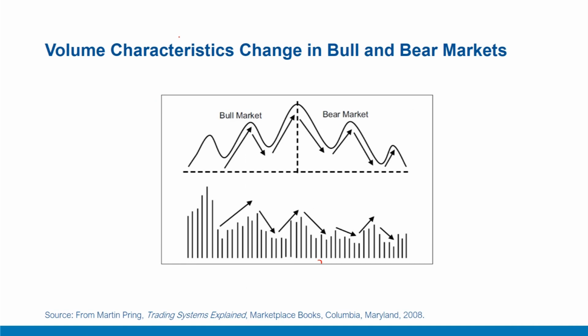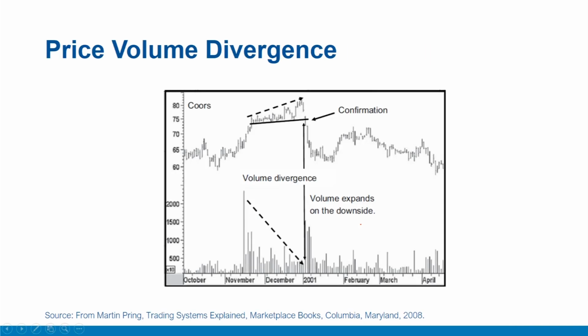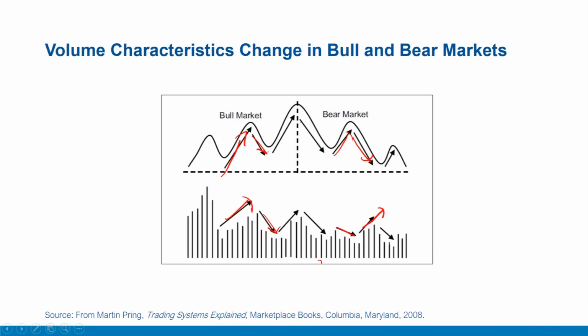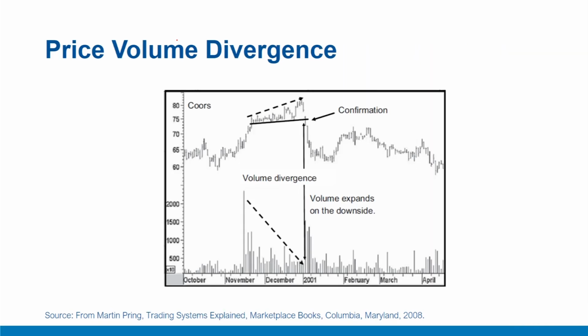Also, please note the characteristic of volume change in bull and bear markets. For example, in a normal bull market, rising prices are accompanied by rising volume and falling prices are accompanied by falling volume. In contrast, in a bear market, often falling prices like this are accompanied by rising volume, while rising prices are accompanied by falling volume. So there's a very different relationship between volume and price in bull and bear markets. Often when price and volume do not agree, some kind of reversal is expected.